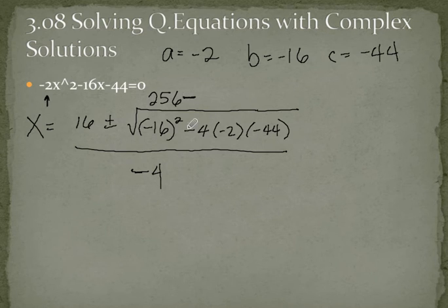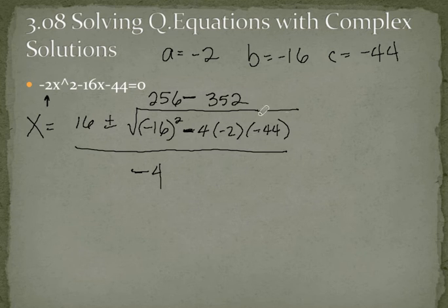Minus, that's this minus, 4 times -2 is -8. -8 times -44 gives me a positive 352. Now, a negative times a negative times a negative is going to be negative.